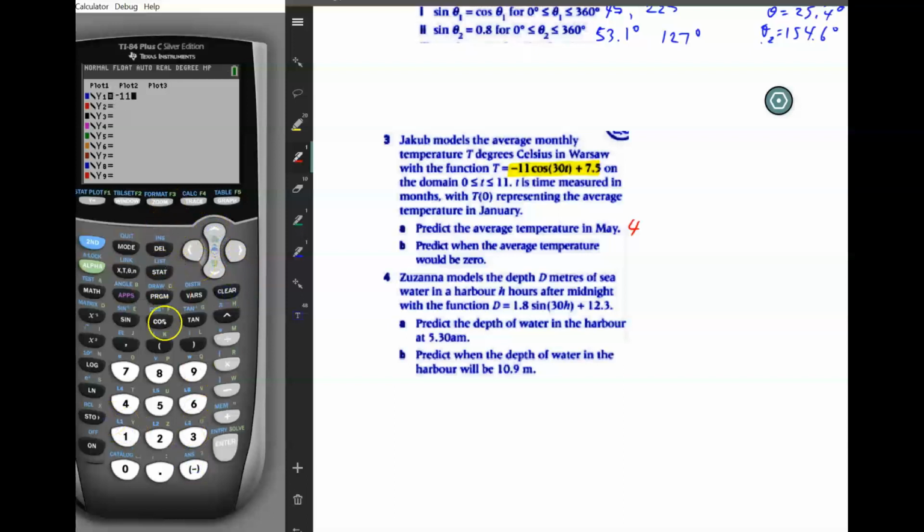Negative 11 cosine parentheses 30, and we're going to put x instead of little t. And then we're going to put plus 7.5. And we're going to graph it using the domain from 0 to 11. Okay, graph.